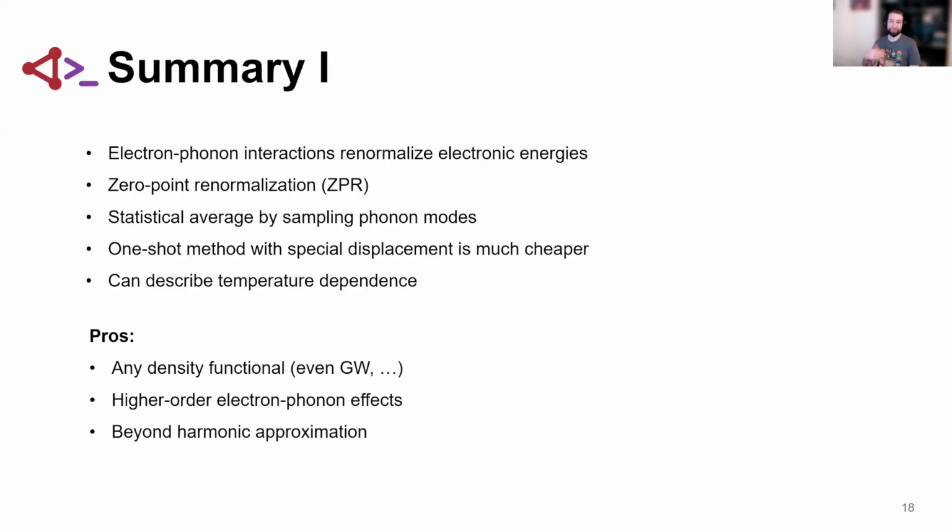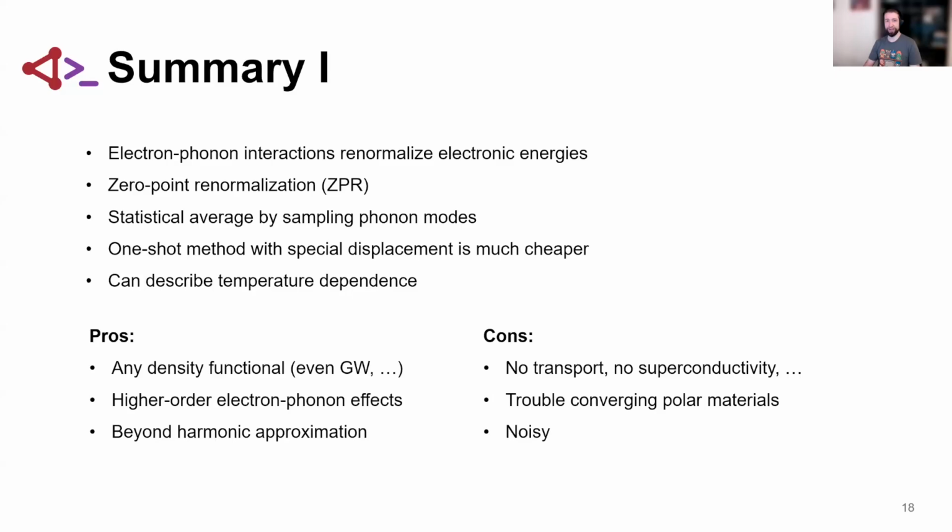So the advantages of this method is that it works out of the box with any density functional, even the GW approximation in this case, since what we care about are really just the electronic energies. It includes automatically higher order electron-phonon effects. What that means in detail, it will be clear in the coming slides when I introduce perturbation theory. And it can go beyond the harmonic approximation. So very powerful stuff here.